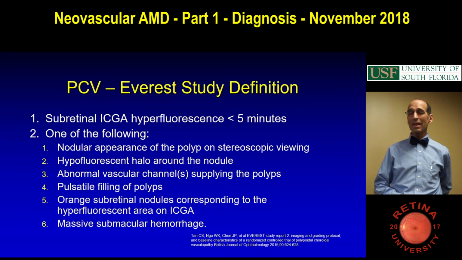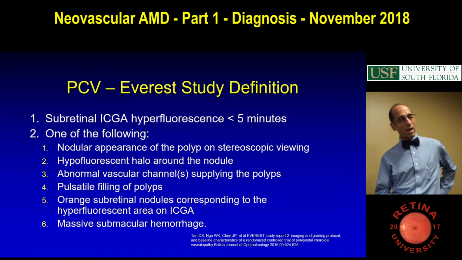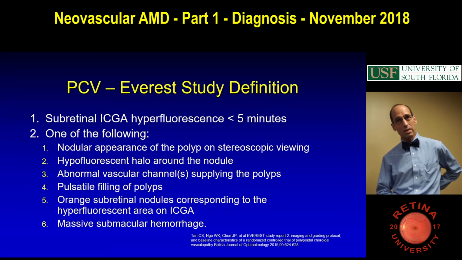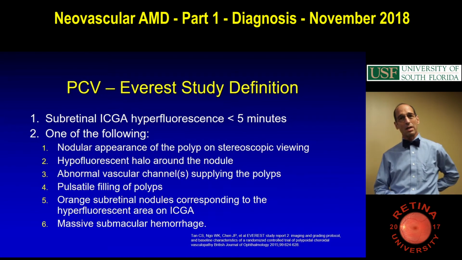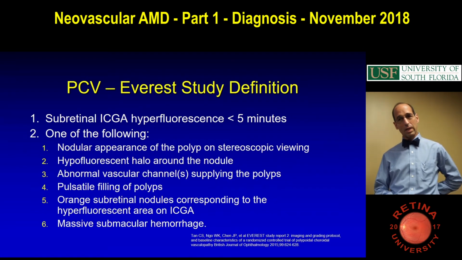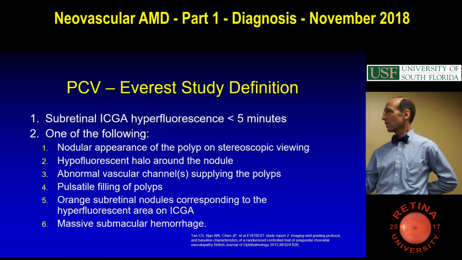So I like studies because if you're doing a research study, you have to define the disease. It forces a definition. So when people are saying, like the patient we're looking at, does that patient have polypoidal or central serous? You can pull a study and say, do they meet the inclusion criteria? And this was for the Everest study.